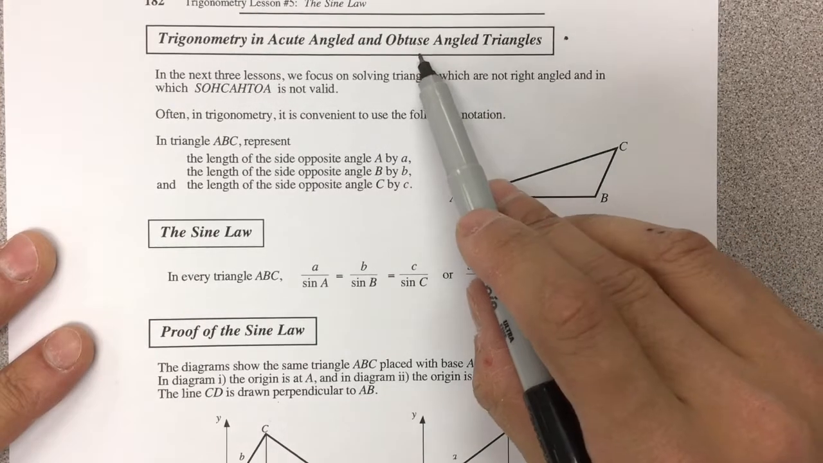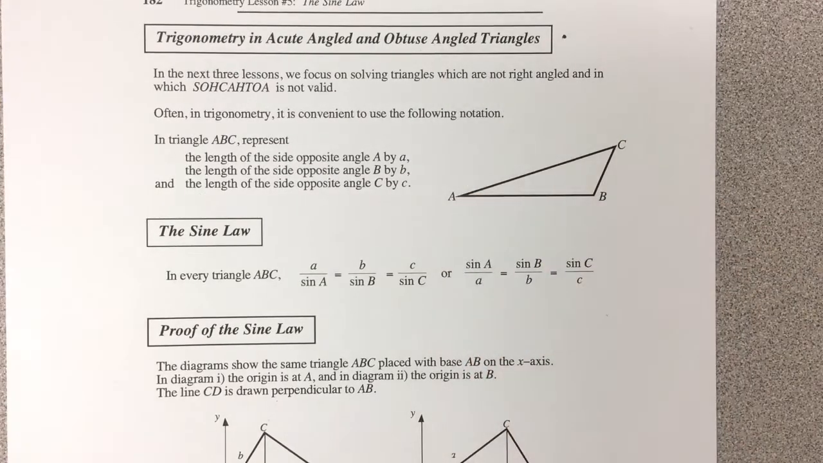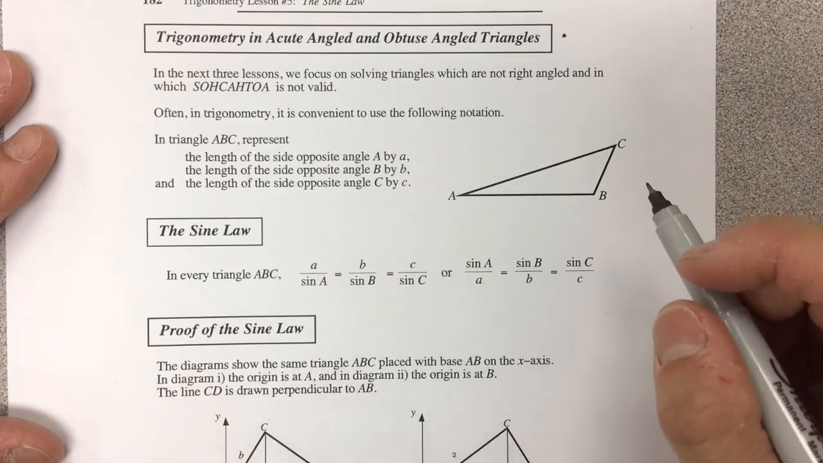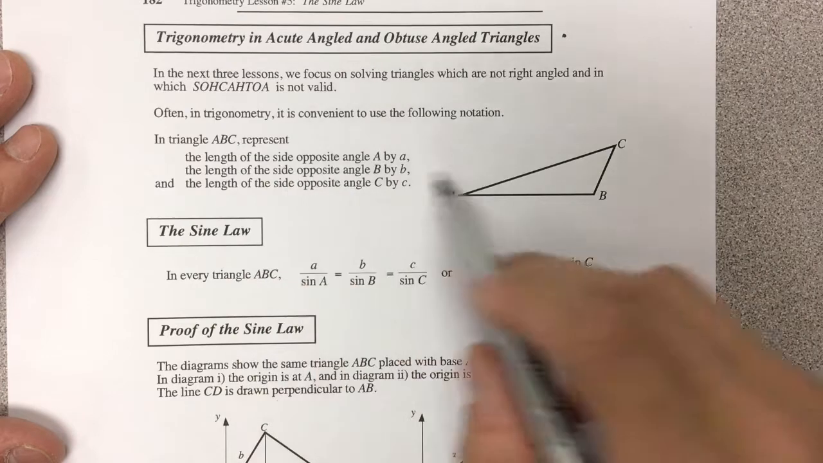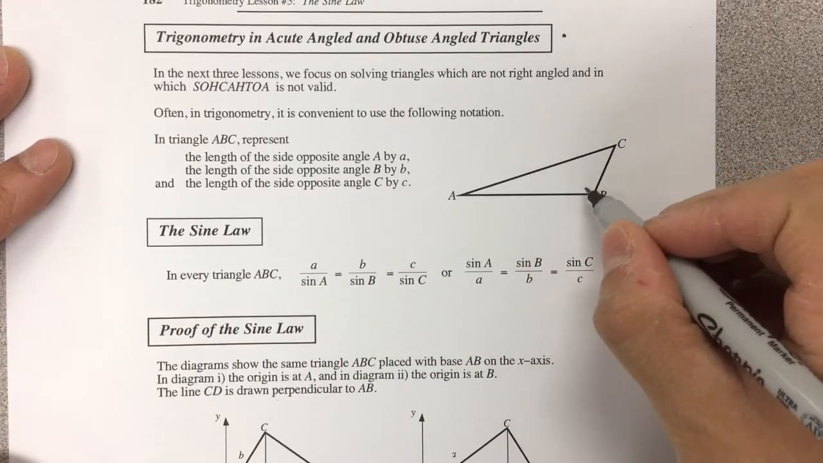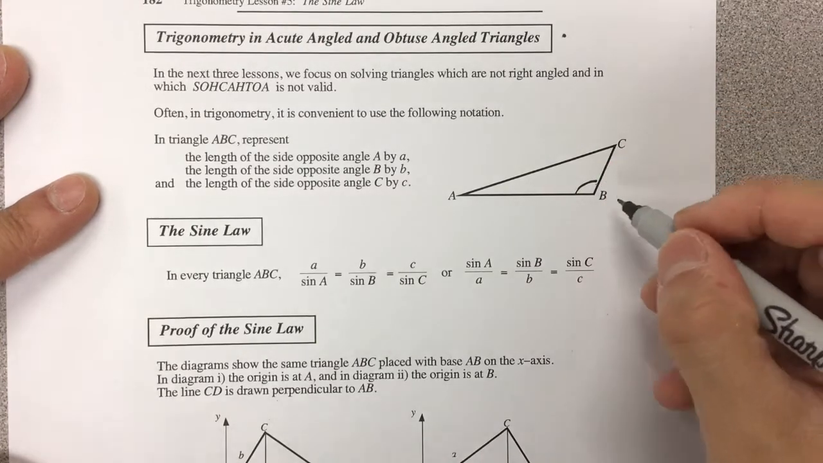Now we're going to be looking at trig in obtuse angled triangles. So obtuse angles means that we have an angle that's bigger than 90 degrees. And if we have an obtuse angled or a non-right angled triangle, then we can't use SOHCAHTOA, and we can't use our Pythagorean theorem. So in those cases, we would have to use the sine law. Now, if we look at this triangle, I have two acute angles, and then I have an obtuse angle that is larger than 90 degrees, and that's angle B here.